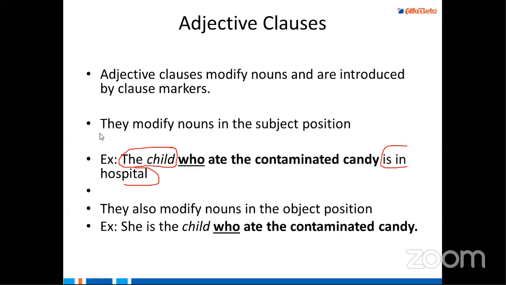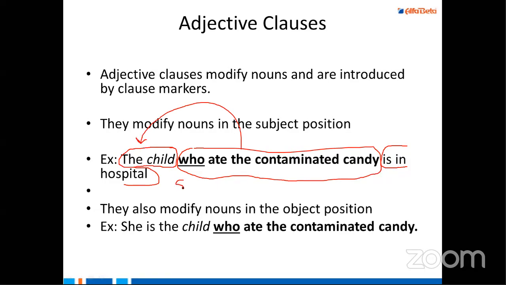So now the independent clause is the child is in hospital. And this adjective clause right here describes the subject of the independent clause. So what you're basically seeing is S, V, O with an adjective clause that is describing the S of the independent clause.